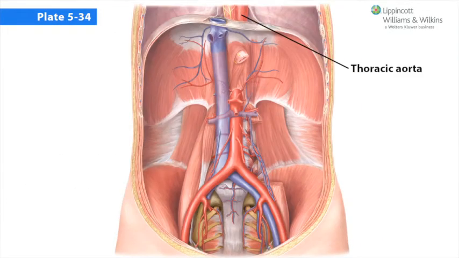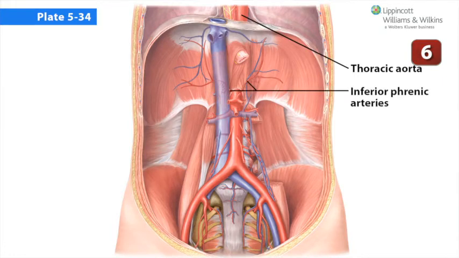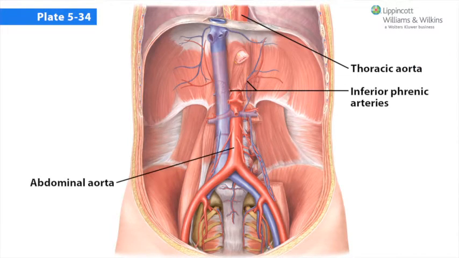The final branches given off by the thoracic aorta before it passed through the aortic hiatus were the bilateral superior phrenic arteries, which supply the diaphragm. The first branches from the abdominal aorta, upon passing through the aortic hiatus, are the bilateral inferior phrenic arteries, which also supply the diaphragm. The abdominal aorta and all of its branches are retroperitoneal.